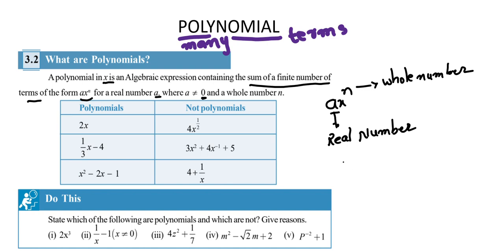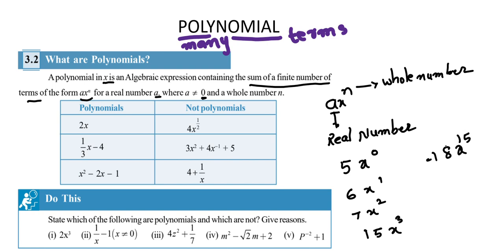We can take any example. For example, 5 x power 0, 6 x power 1, 7 x power 2, that is 7 x square, 15 x cube minus 8, minus 18 x power 15. These are examples of polynomials.